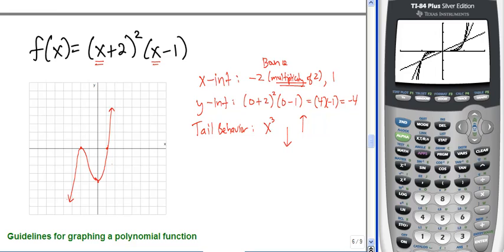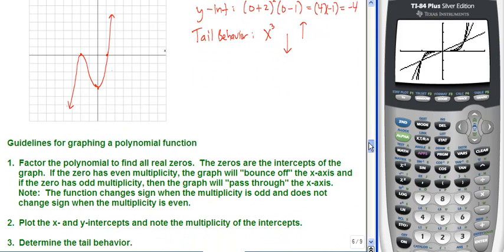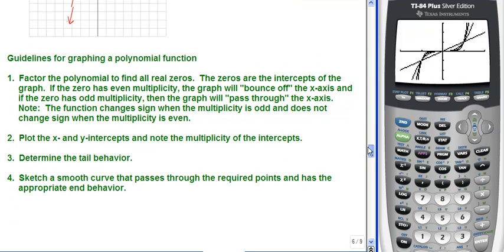Whenever the multiplicity is even, you will bounce off that intercept and you won't actually pass through the x-axis. You'll just touch it and then turn right back around again. And that always happens whenever you have an even multiplicity. If it's an odd multiplicity like our 1, which was multiplicity 1, then you will pass right through and go from negative to positive, or you could go from positive to negative. So we'll talk more about that as well, but you will see a lot of bouncing off your axis if the multiplicity is even.